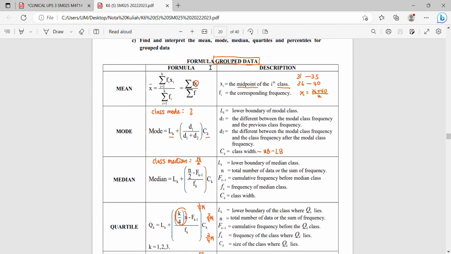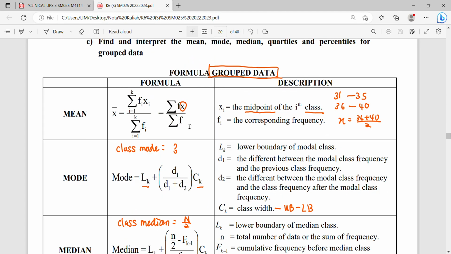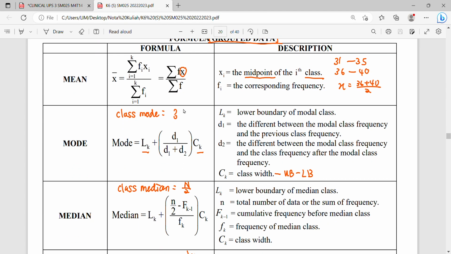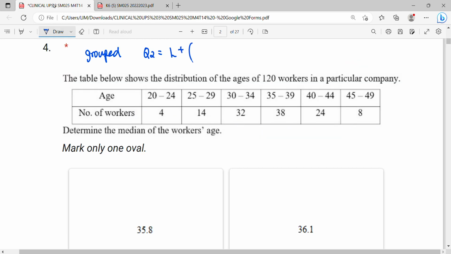Group data. So what's the formula for median? L plus N over 2 minus F big over F small, times C. So L plus N over 2 minus F big over F small times C. First you have to identify where your class median is.